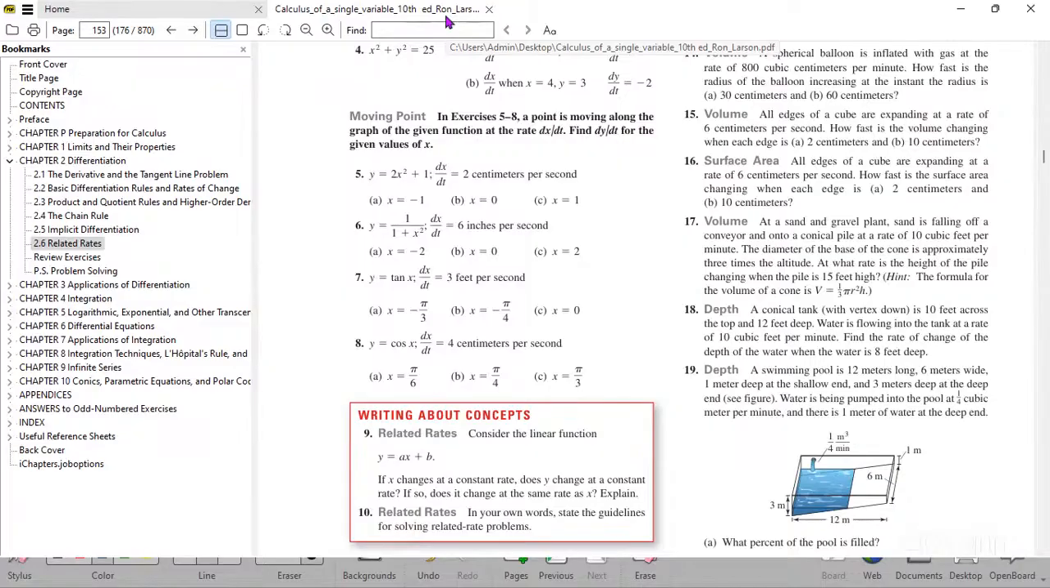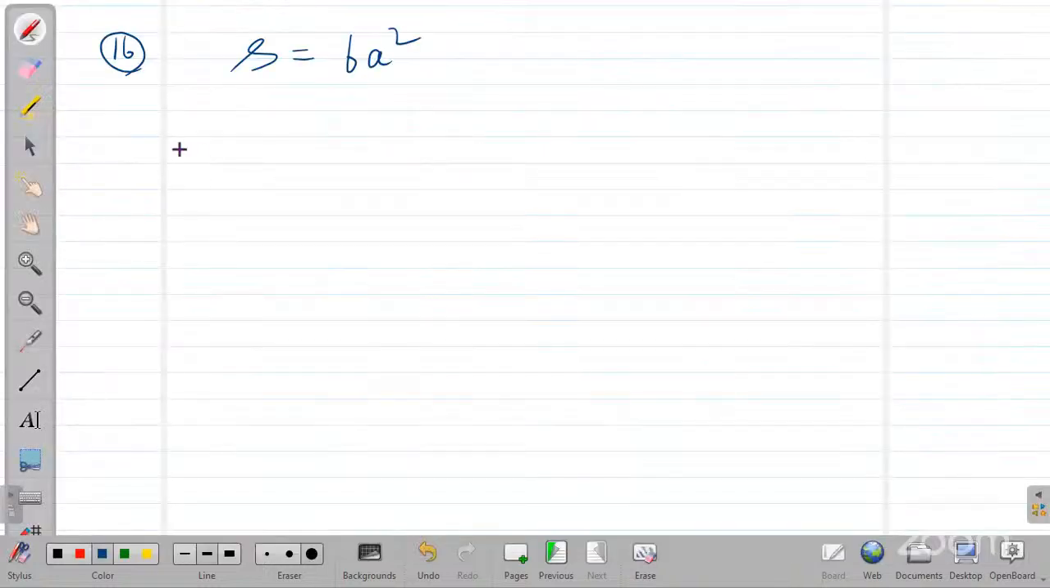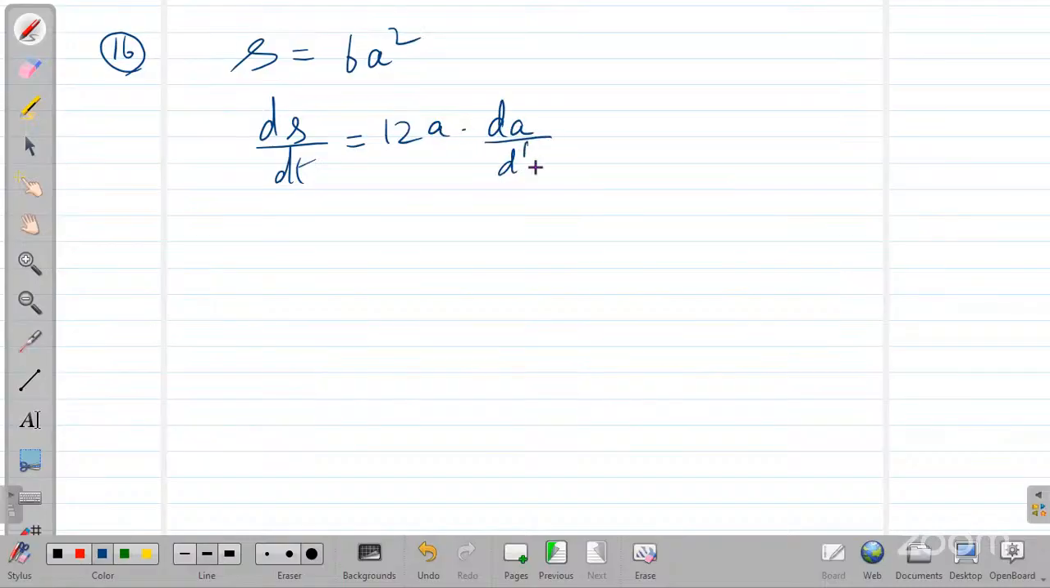So all edges of the cube are expanding at the rate of 6 centimeters per second. How fast is the surface area changing when the edge is 2 centimeters? So when you differentiate this function with respect to t, with respect to time, how much is the change? We'll have dS over dt is equal to 12a times da over dt.